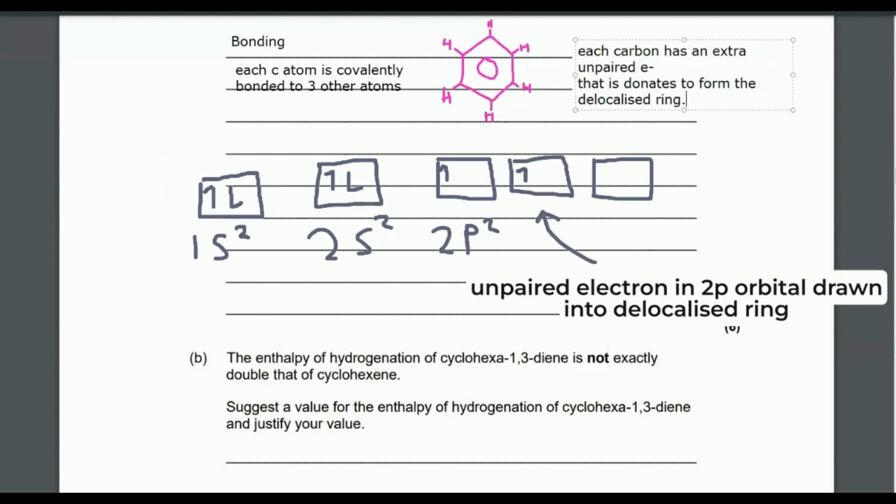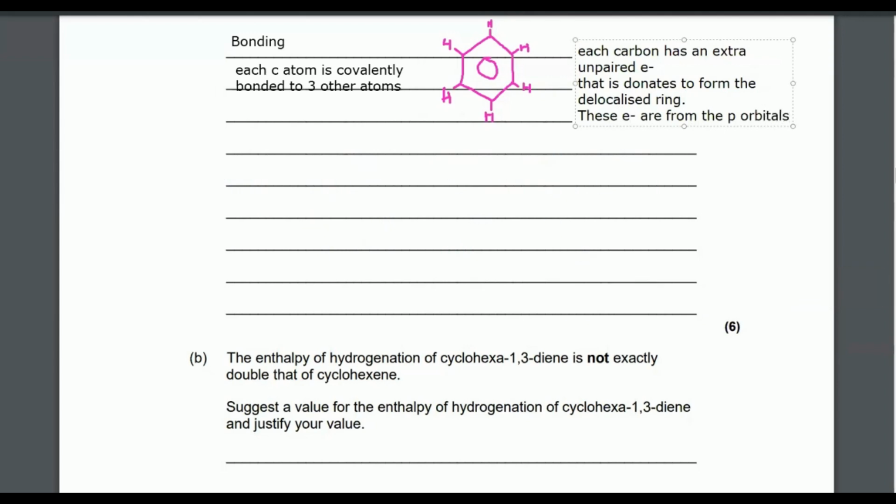However, one of those unpaired electrons has been dumped into the middle of the benzene ring to form the delocalized ring of electrons. And this is where the p orbitals, so 1 electron from the p orbital in each of the 6 carbon atoms, has been shoved in there and has overlapped to form what's called a pi cloud. And so, yeah, that's all you need to discuss on the bonding in order to get the 2 marks.